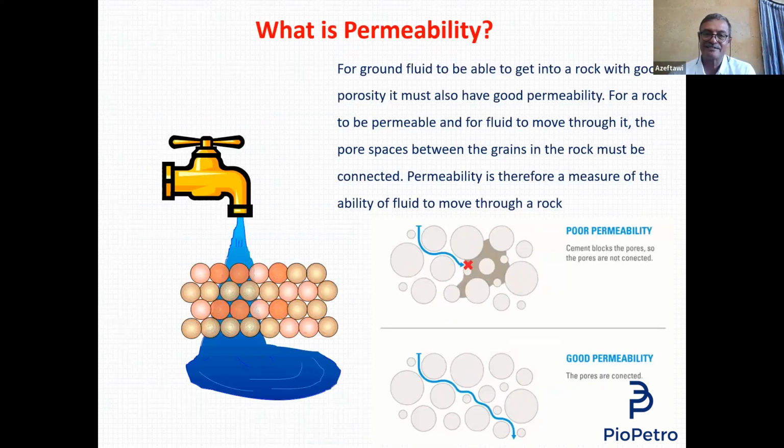Permeability is the measured ability of fluid to move through the rock. Like this example, we have these rocks and you open the tap, water can go through. This is the permeability. There is a permeability of fluid to move through this type of rock.